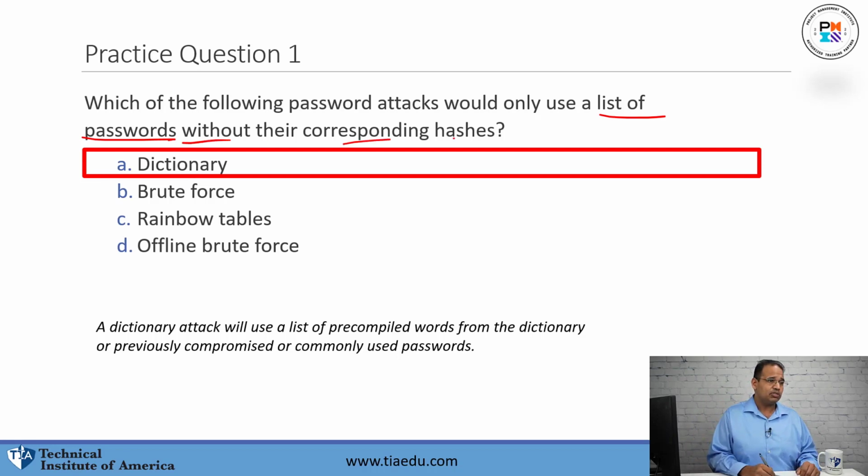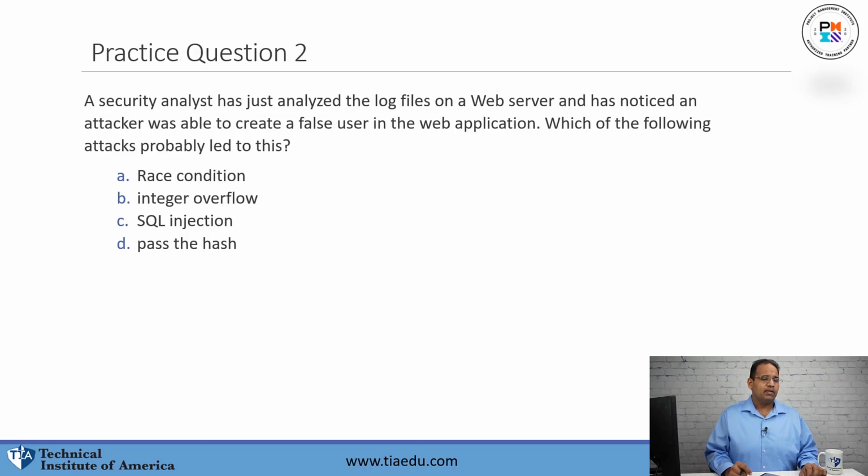Notice it says without the corresponding hashes. If it had the corresponding hashes, it would become more of a rainbow table lookup type thing versus a dictionary attack. All right, hopefully you guys got that.